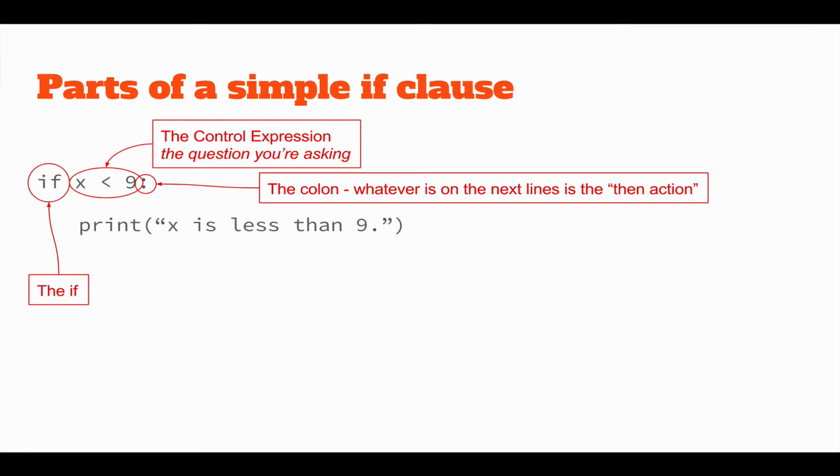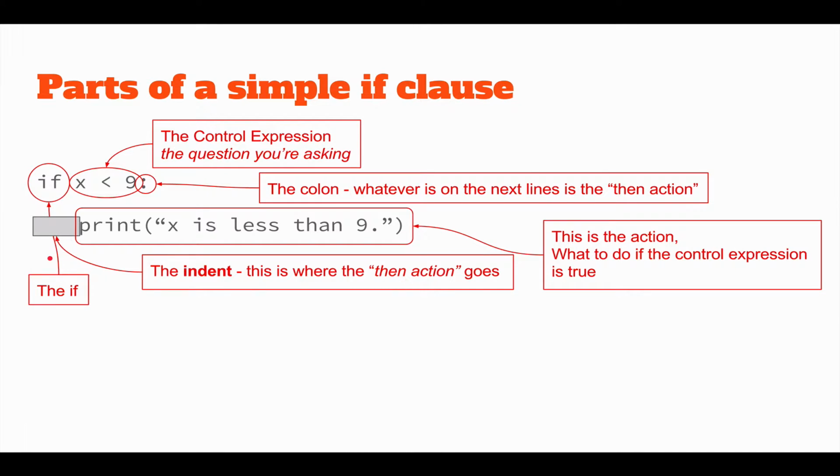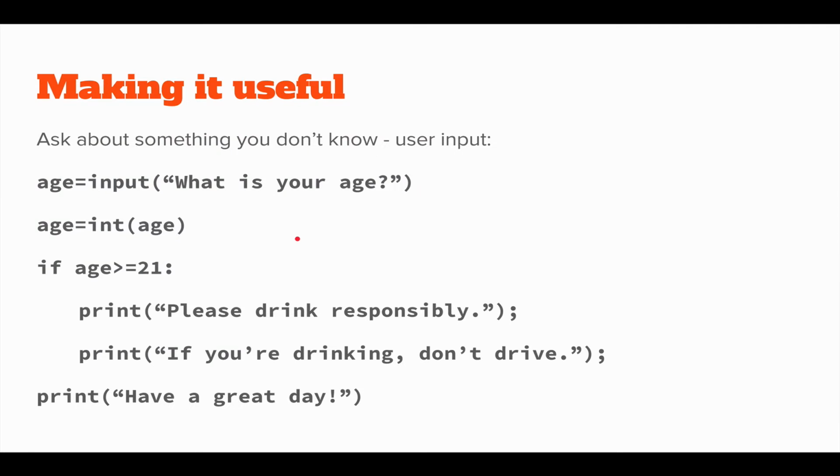Then you have a colon. Whatever's before the colon is part of the evaluation statement of the if. Whatever's after the colon is the action. On the next line, you must have an indent. In fact, anytime there's a colon in Python, the next line must be indented. When that indentation stops is when the block of code ends. And of course, after the indentation is the action. This is what happens if the control expression is true.